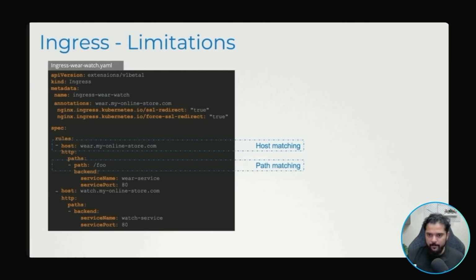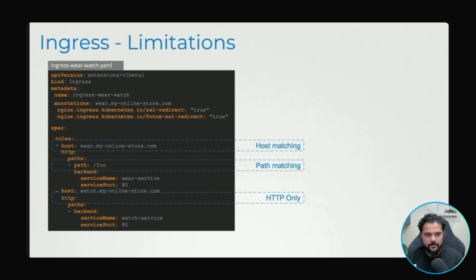The second is path matching. So you can match traffic by the path. So if the user typed in myonlinestore.com/where or /watch or something, then based on that path, you can configure or route the traffic, right? So that's path matching.